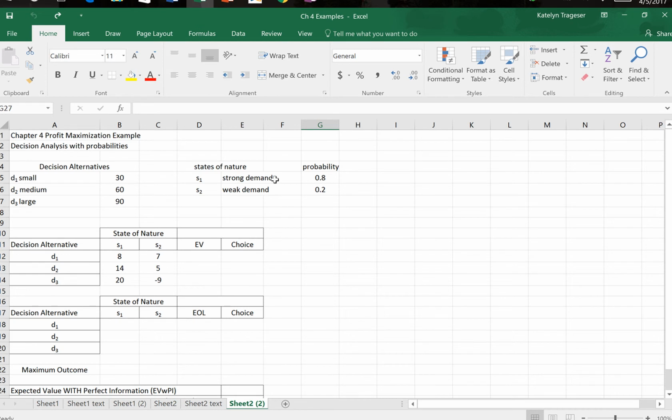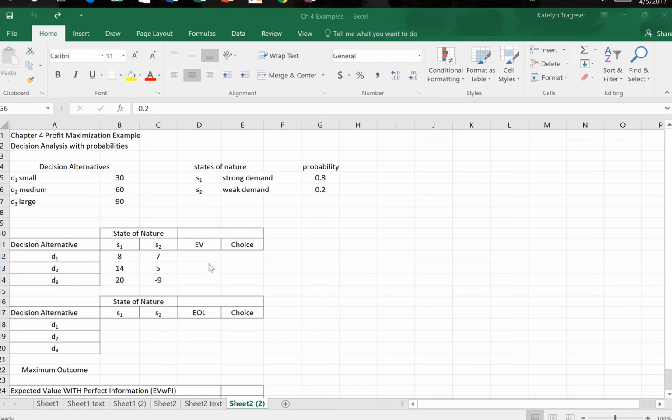This example is very similar to the last. We're dealing with a profit maximization. We have 3 decision alternatives and 2 states of nature, but this time we're given probability information. We are told that state of nature 1, a strong demand for the condo complex, has a probability of 80% or 0.8. We're also told that state of nature 2, the weak demand, has a probability of 20% or 0.2. We know that this is just 1 minus the 0.8, the probability of the strong demand. So our job is eventually to determine the expected value of perfect information.